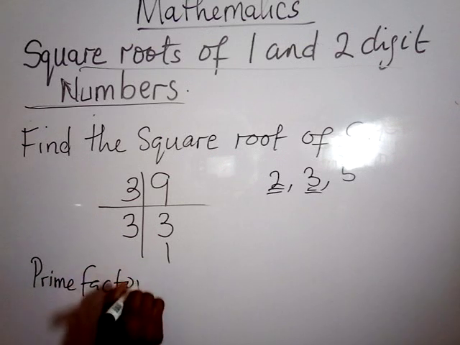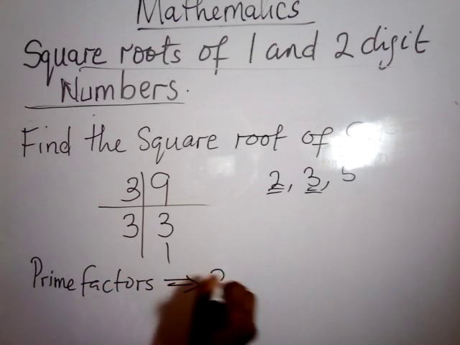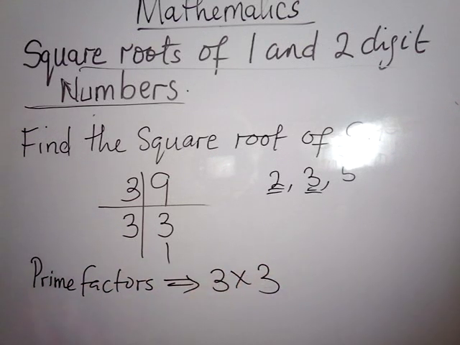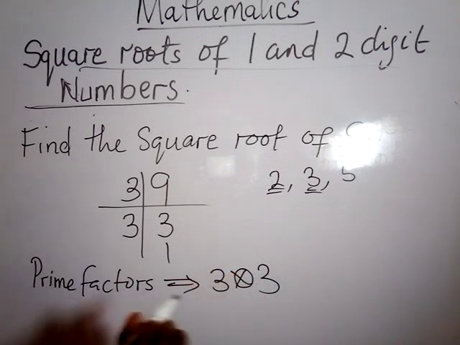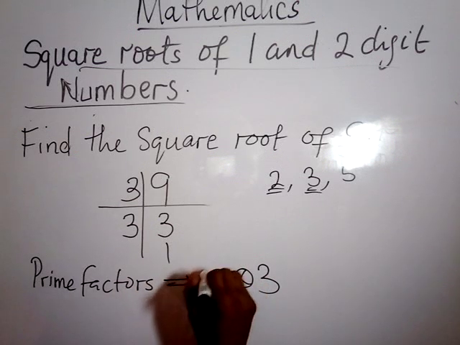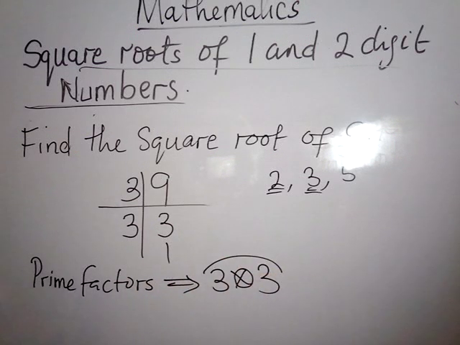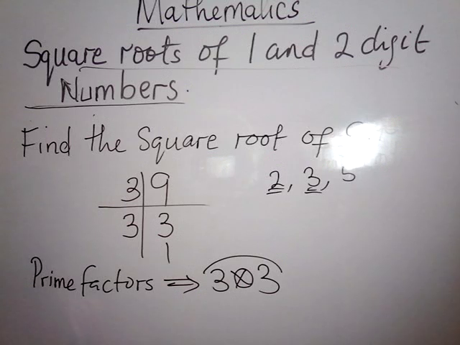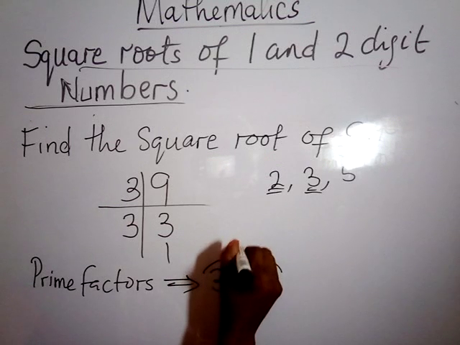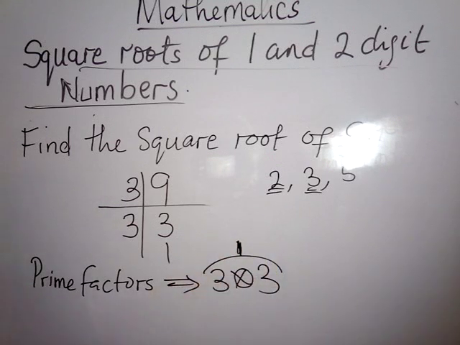The prime factors are 3 times 3. Okay, so we have 3 and 3. This is not so necessary, you can leave it out. So we have 3 in 2 places. But since we are looking for the square root, we know that if we do 3 times 3, it's going to give us 9. So that means the square root of this is just 1 out of these 2 numbers.